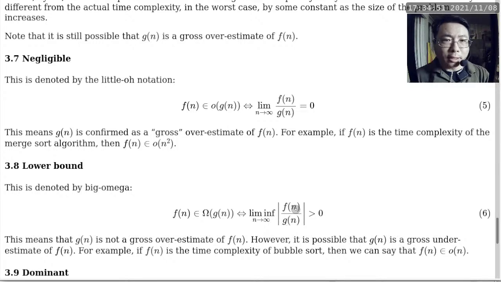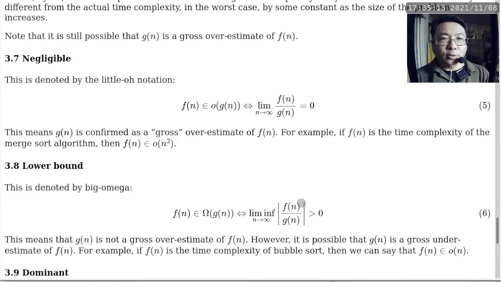So now getting back to our example here. f of n divided by g of n, as long as it is greater than 0, in other words, as long as g of n doesn't grow way faster compared to f of n when n approaches infinity, then we're going to call g of n a lower bound of f of n.